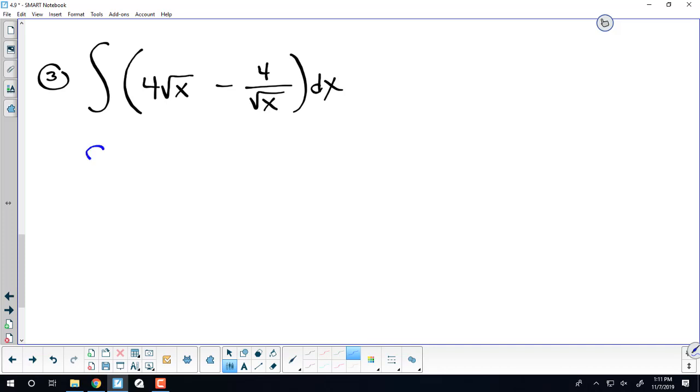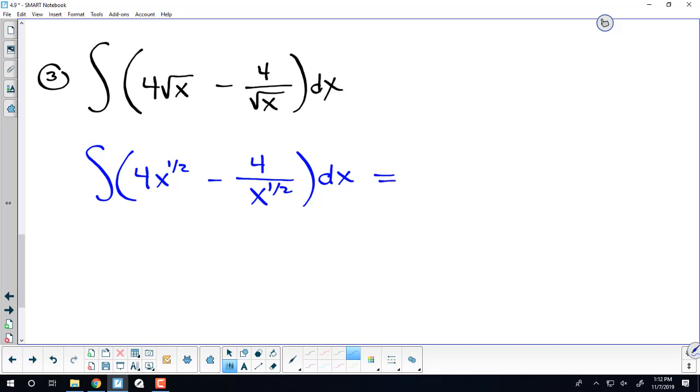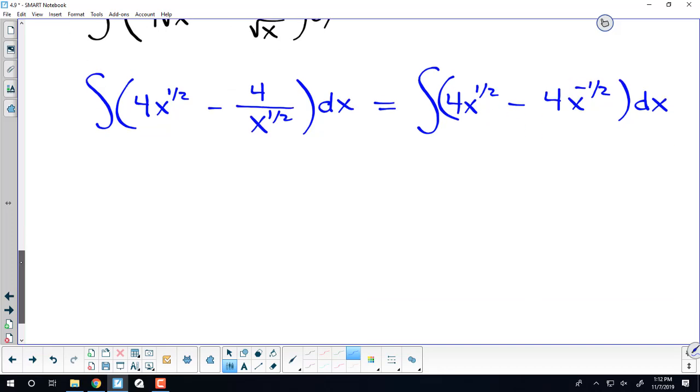So we're going to look at just rewriting this as 4 times x to the 1/2 minus 4 over x to the 1/2, which that second term really isn't great in how we've written it. So instead of saying 4 over x to the 1/2, let's call that 4 times x to the negative 1/2. Is everyone okay with that? Then we're just going to apply the power rule to both of those terms.